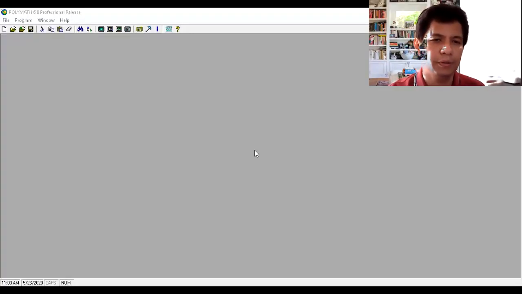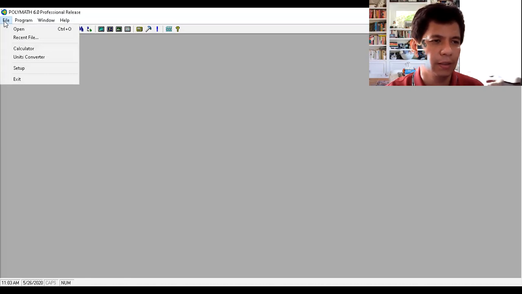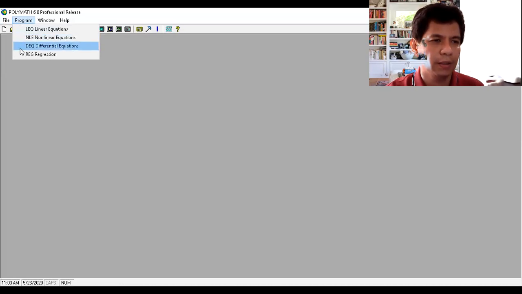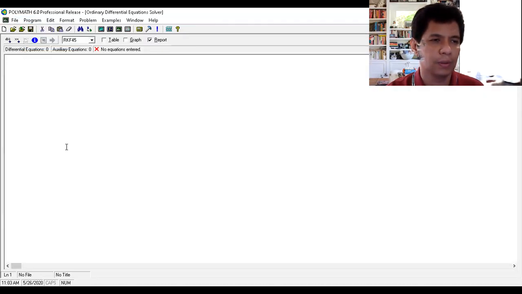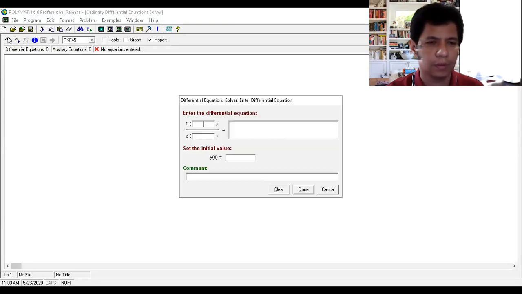Okay, just remember how to use the Polymath. Basically, first step is you click on File, then you click on Program, and then this one, differential equation, DEQ. So just click on the DEQ. Okay. So after clicking on DEQ, let's enter the differential equation. So let's enter the first differential equation.